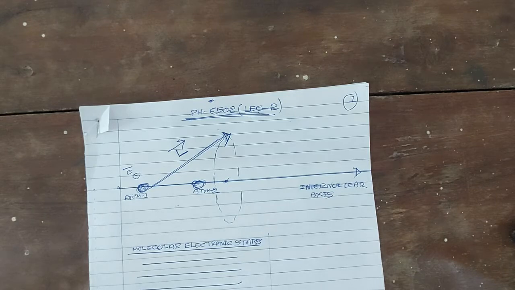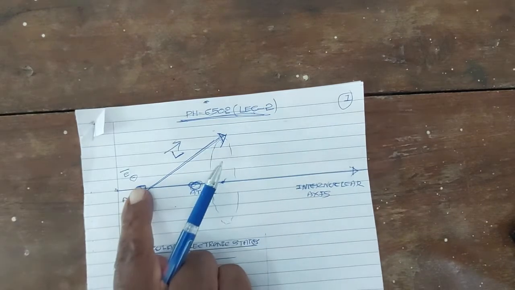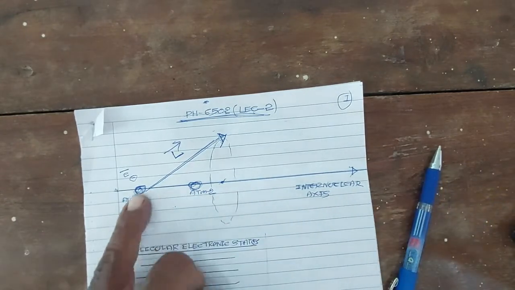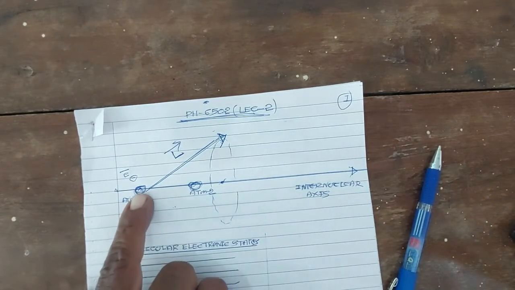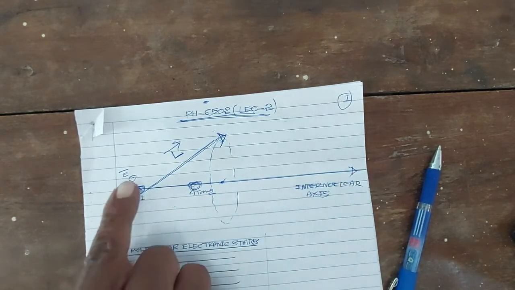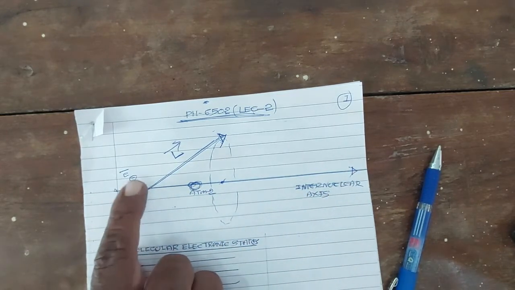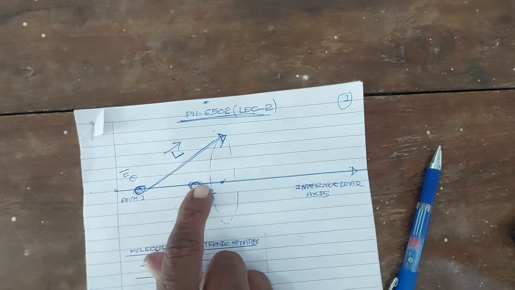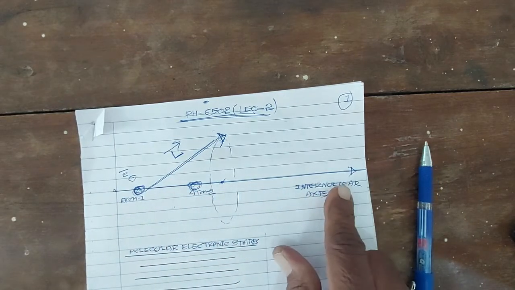As I explained in the last lecture, these are the two atoms or nuclei, nucleus 1 and nucleus 2, of the diatomic molecule. The axis or line joining these two nuclei of the molecule is called the internuclear axis.